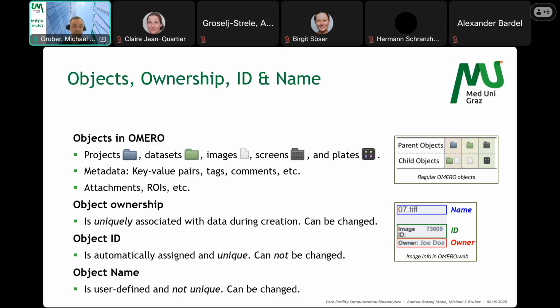The owner is always the one who is logged in and creates the object. However, this can be changed afterwards. Also, if an object is created or an image is uploaded, a unique ID is assigned to the object, which cannot be changed and which is used to manage all the data in OMERO. Additionally, there's also an object name, which is user-defined, not unique, and can be changed every time.